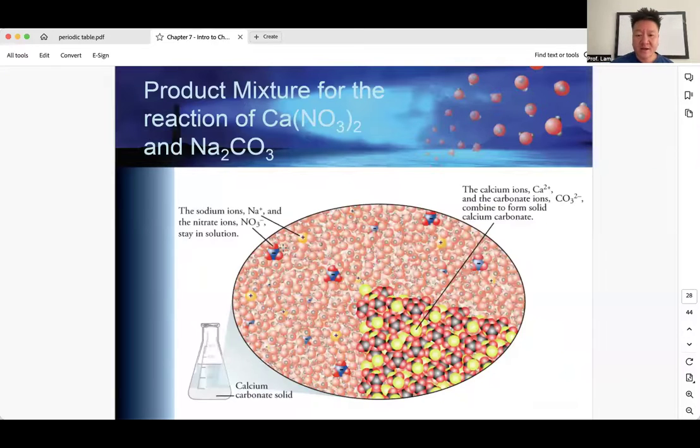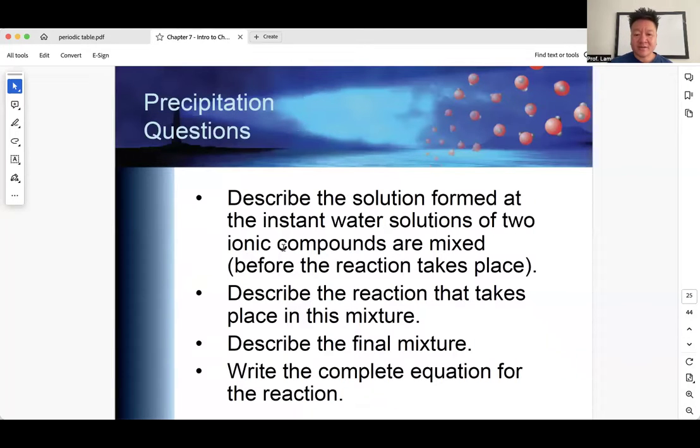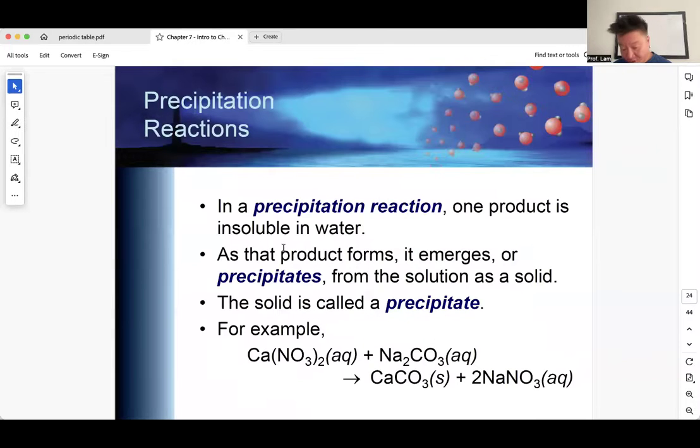Okay, so now let's continue with going back to our slides. All right, so back to that reaction. Let's look at that reaction again, the precipitation reaction between calcium nitrate and sodium carbonate to form the precipitate calcium carbonate and sodium nitrate, okay? So you see what happens here is that, well, let me write it on the board. Easier to explain.